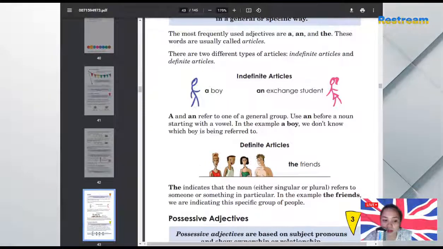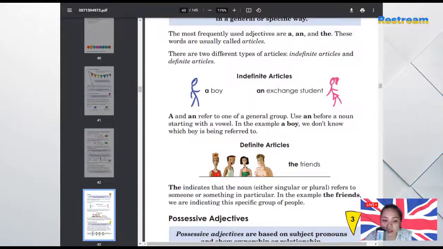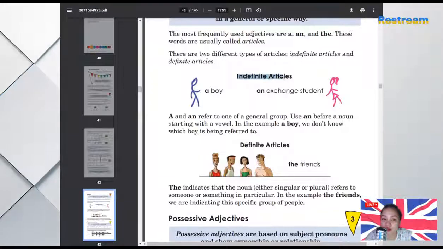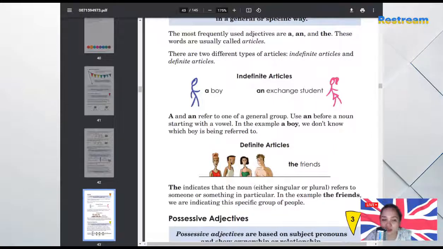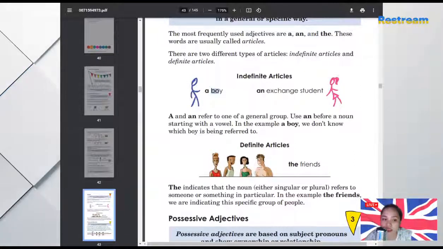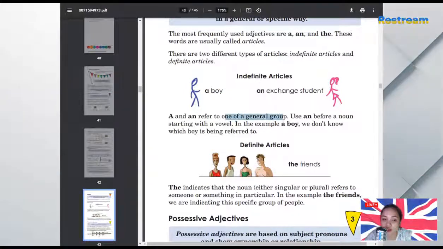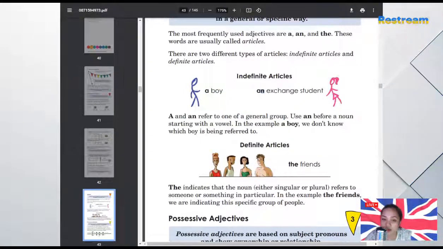Remember that "the" indicates that the noun is either singular or plural. For example, the boy, or the friends. We cannot use indefinite articles for plural. We cannot say "a boys." We can say "a boy," but it is wrong to say "a boys." This is only used for singular, referring to one of a general group, or for one kind of noun only.